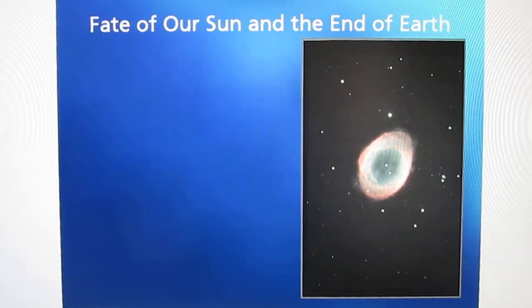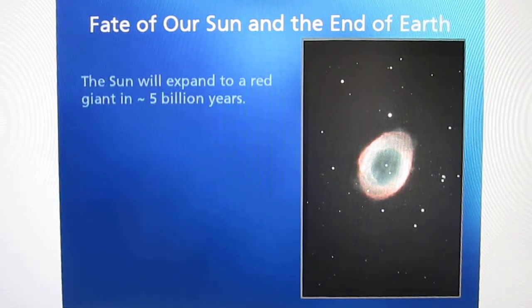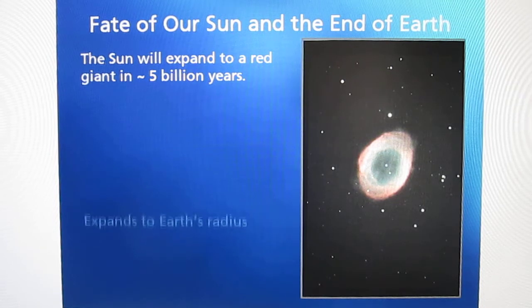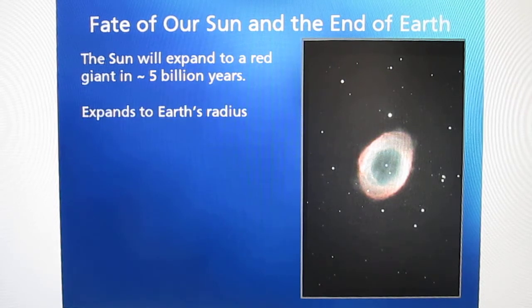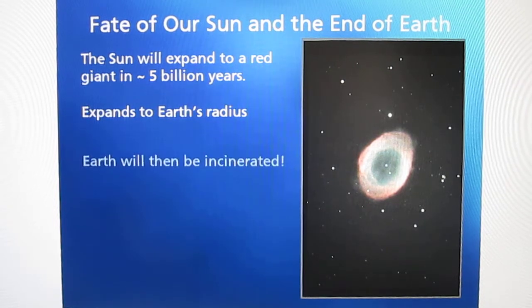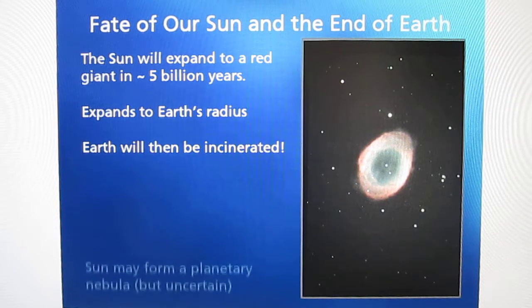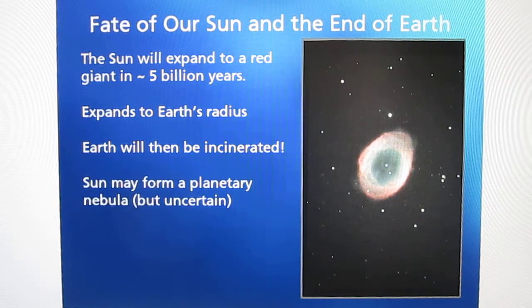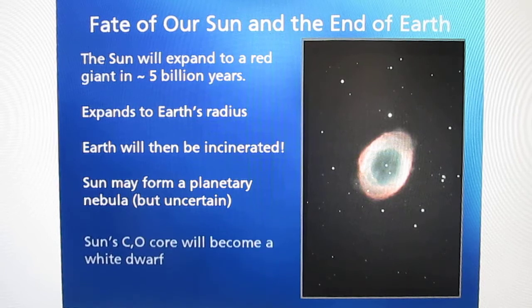So what is the fate of our Sun and the end of Earth? Well, our Sun will expand to a red giant in approximately 5 billion years. It will expand into the Earth's radius, causing the Earth to be incinerated. Our Sun may also form a planetary nebula, and our Sun's core will become a white dwarf.